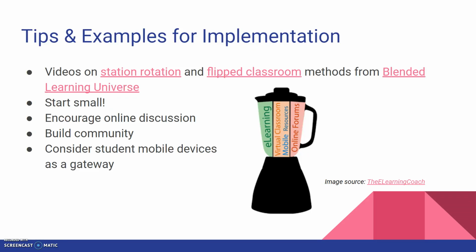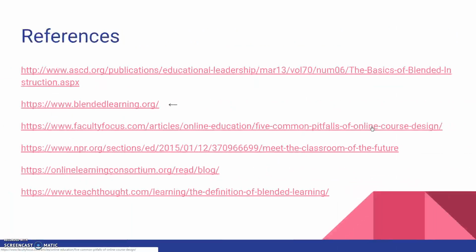Finally, consider using any student mobile devices as a gateway to blended learning. There's a lot of great apps that read QR codes, which are basically just fancy barcodes that you can print out from any computer, and you can have them walk around the room and take pictures of them with their phone, and it will connect and allow them to explore various things. So that might be a good foothold into blended learning.